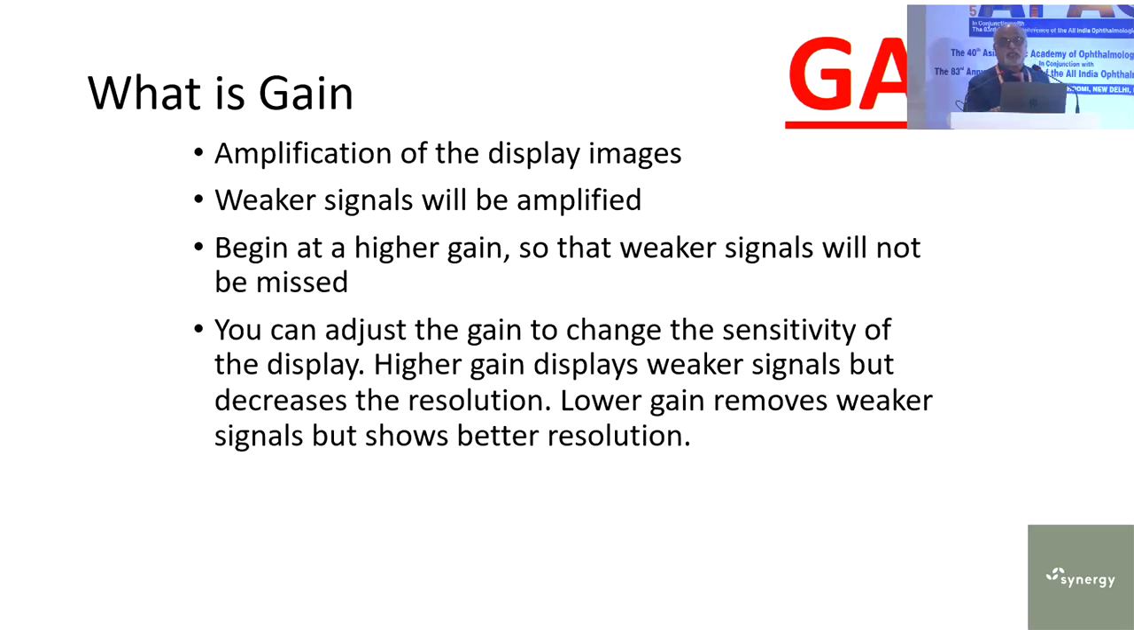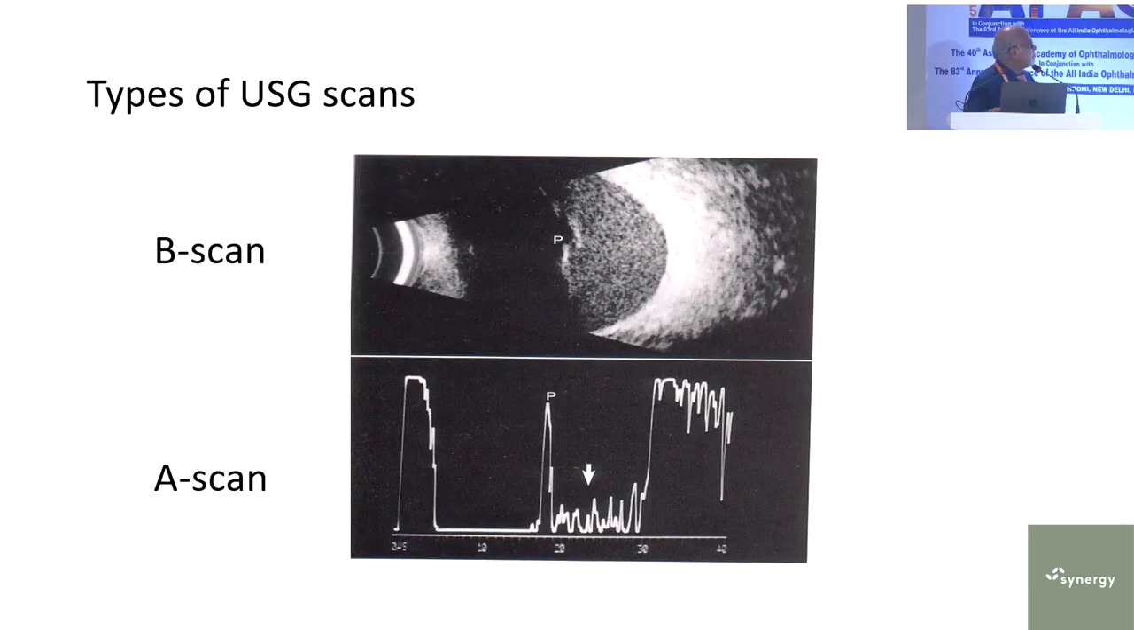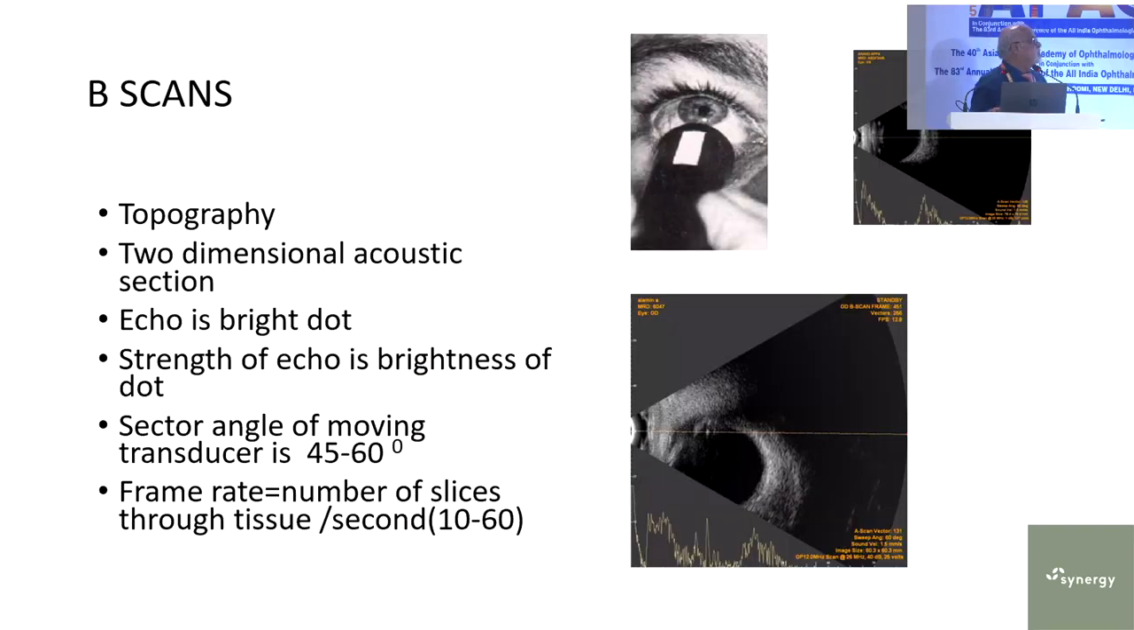Gain basically is that when this echo comes back, sometimes it is so feeble, like we used to tune a radio earlier, we just have to increase the gain or decrease the gain so that we can amplify. The more gain you use, the more feeble the echo is. B scan, these are the dots you see in the illumination, basically tells us the intensity of the echo. And A scan, the height of this spike will tell you the strength of the echo.